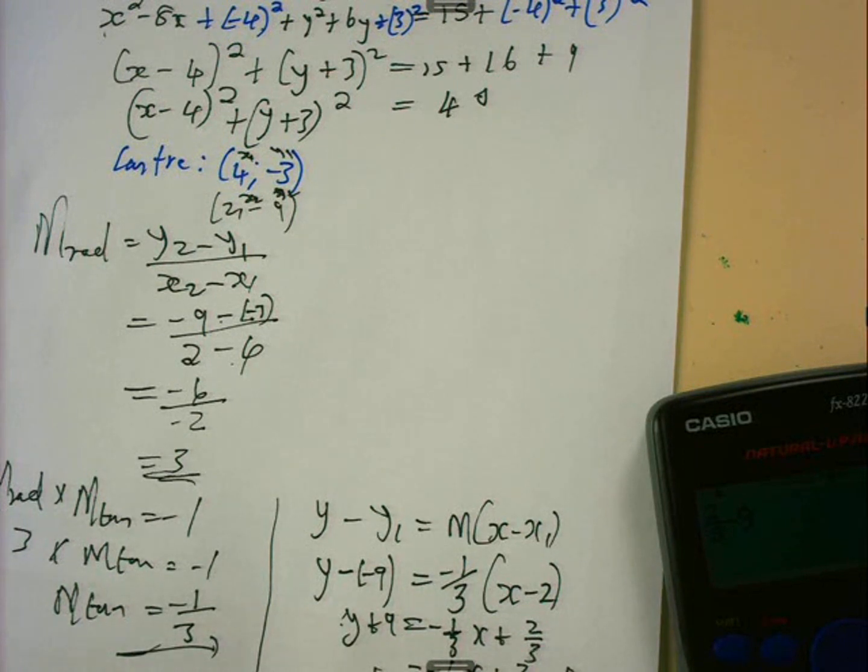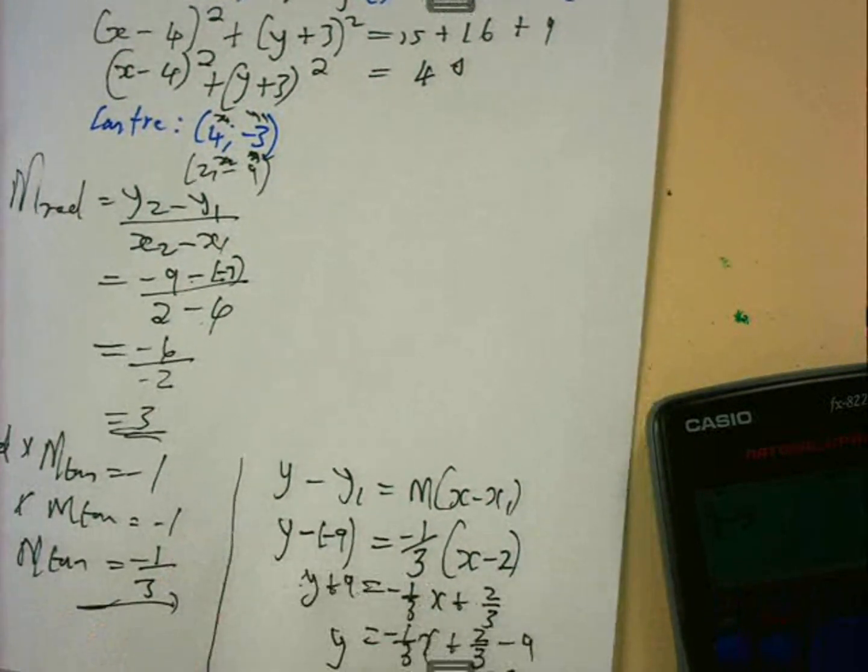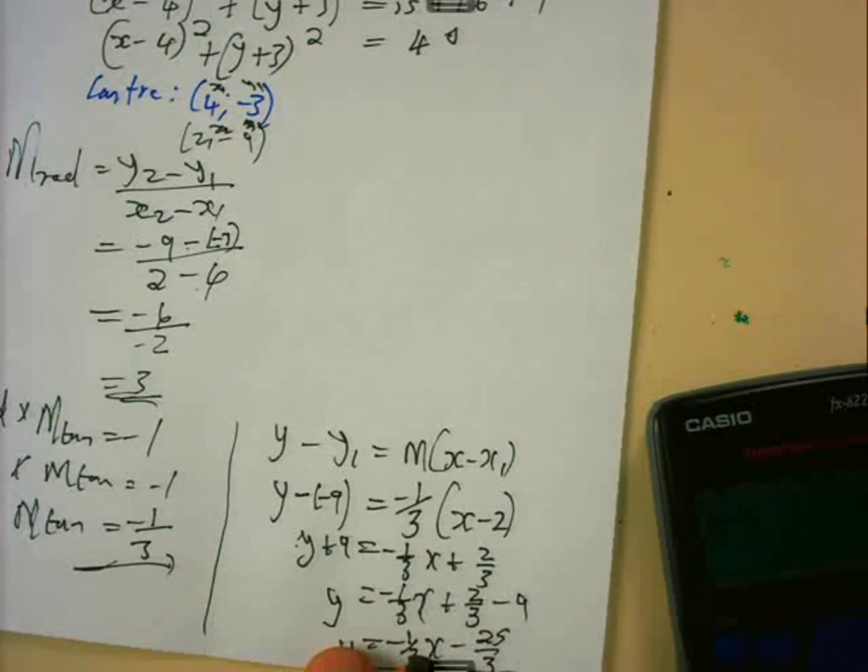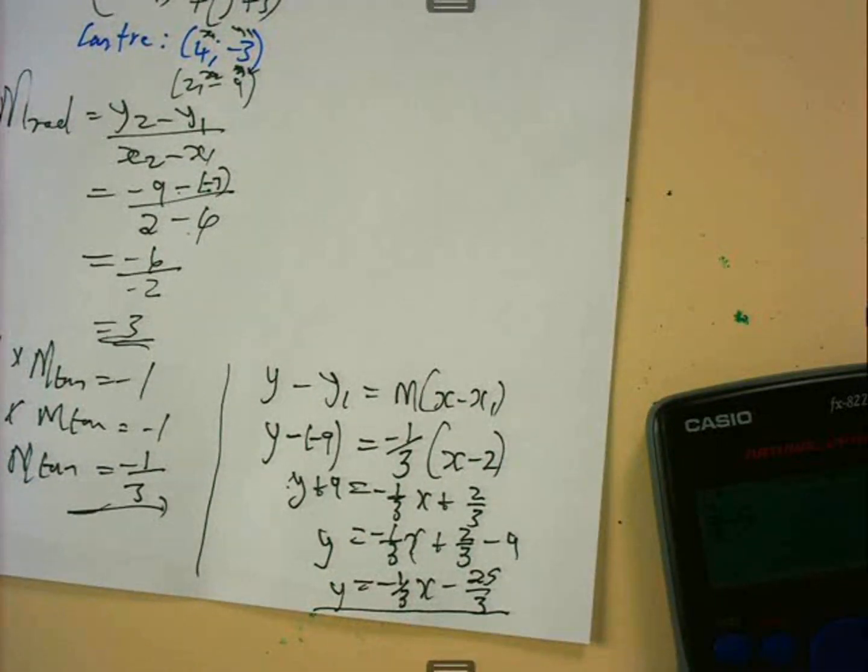Then the equation of the tangent is a straight line. y minus y1 is equal to m into x minus x1. Therefore, now you do a substitution, and now you simplify. Remember to write your equation in the form y is equal to mx plus c.